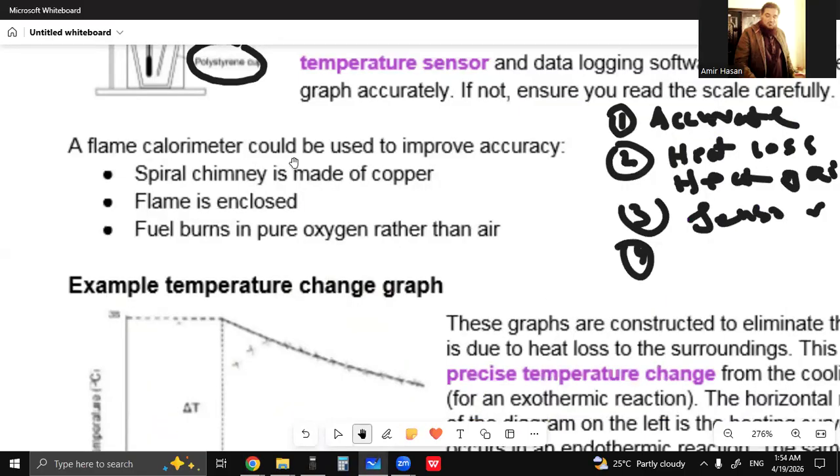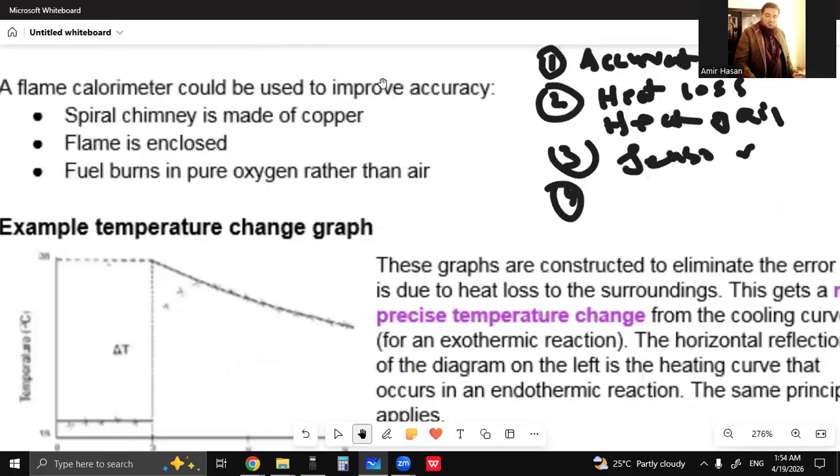A flame calorimeter could be used to improve the accuracy. The spiral chimney is made of copper. In this, the flame is enclosed, and fuel burns in pure oxygen.